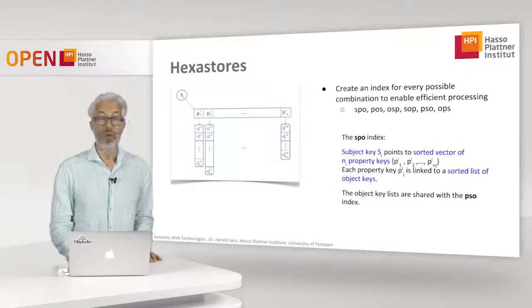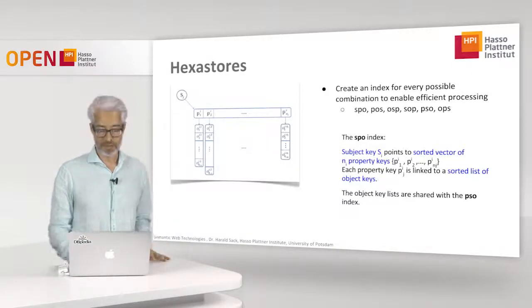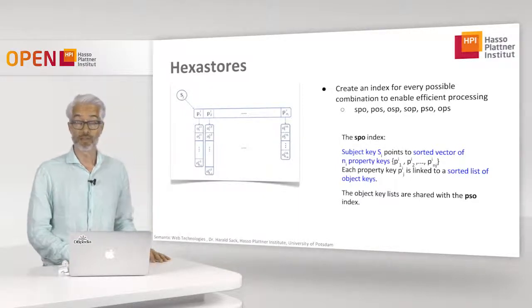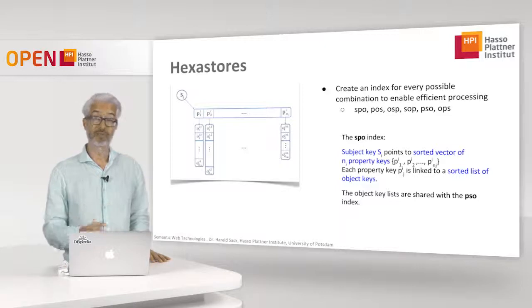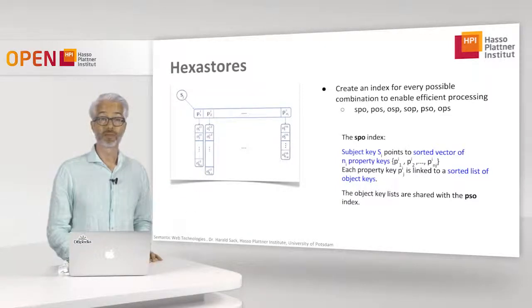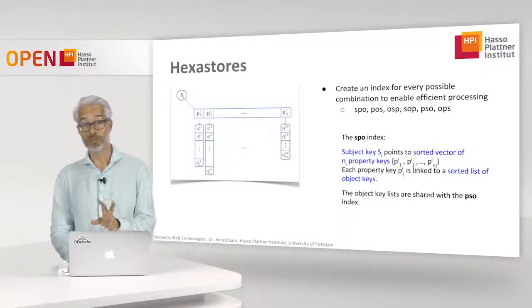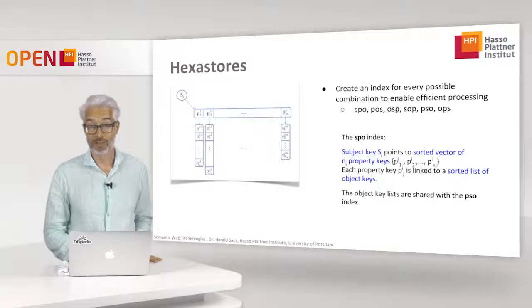So what else do I have? What other possibilities are there to speed up the computation of the results within my RDF graph database, which is based on a relational database management system? We have to look at the index organization, and there we have to look at so-called hexastores.